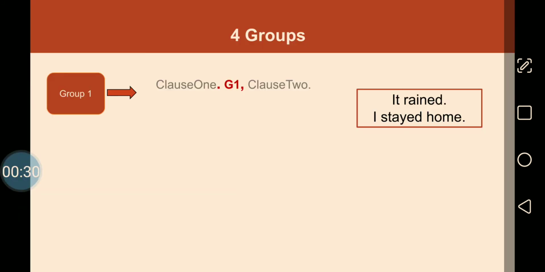As you see here on the right of the screen, we have two sentences. The first one is, it rained. The second one is, I stayed home. It rained is a cause, I stayed home is an effect. Or it rained is a reason, I stayed home is a result. How can we connect them?